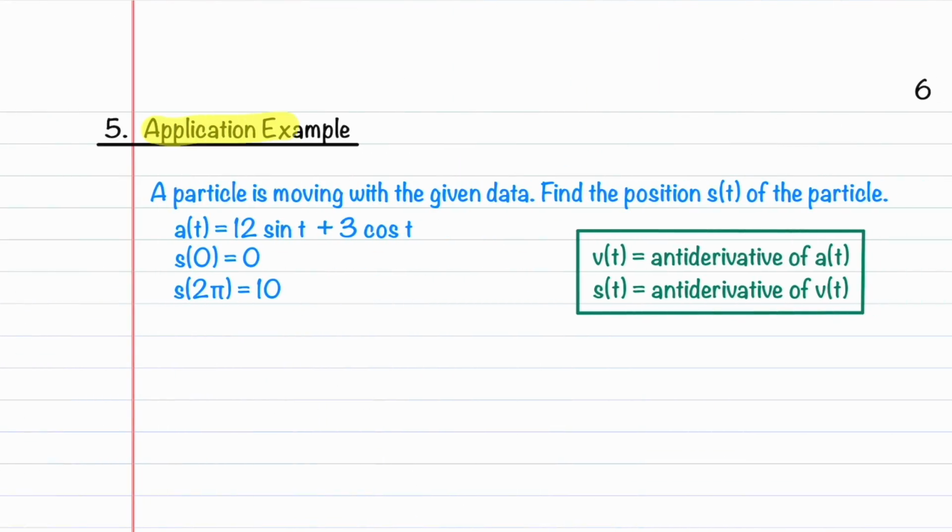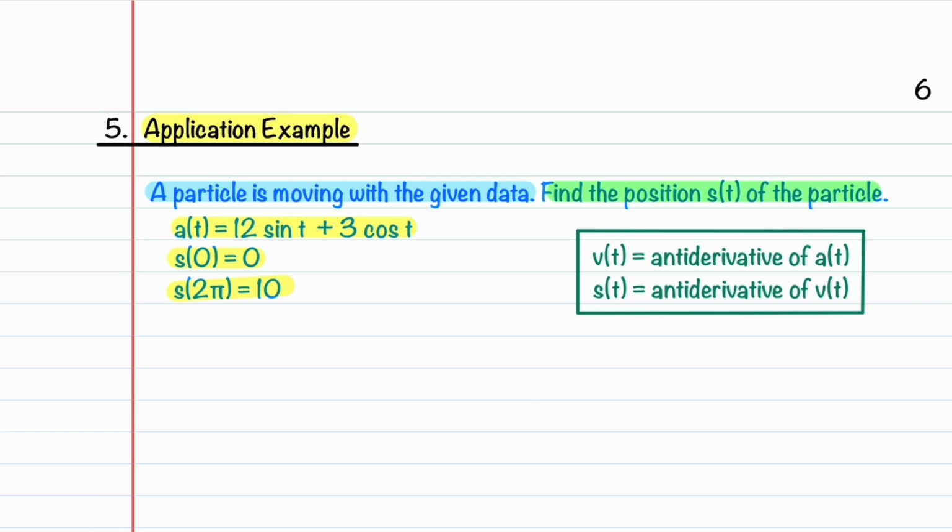In this application example, we are given an acceleration function and we want to find the corresponding position function. We are told that a particle is moving with the given data, and we want to find the position s of t of the particle. The data that we're given is that the acceleration at time t is 12 sine t plus 3 cosine t. And then the position at 0 is 0, and the position at 2 pi is 10.